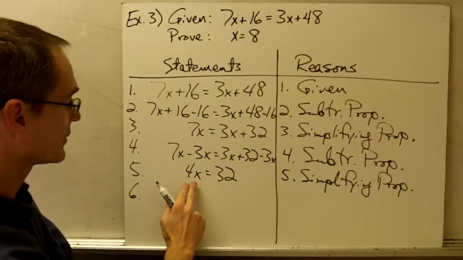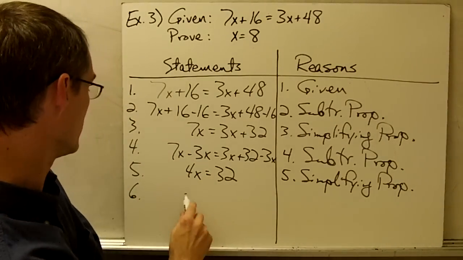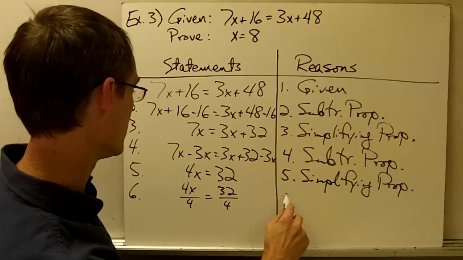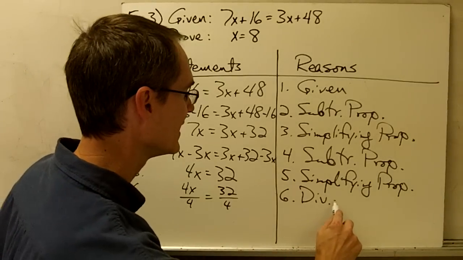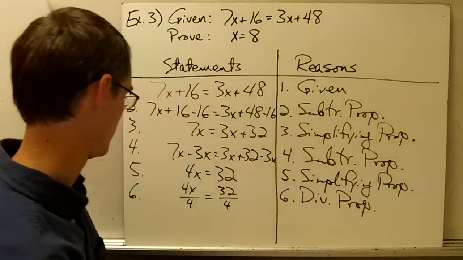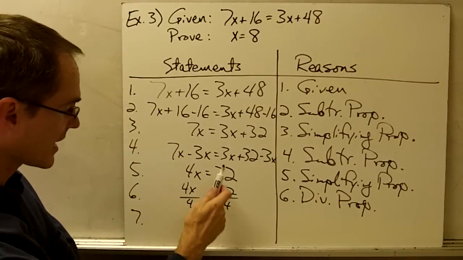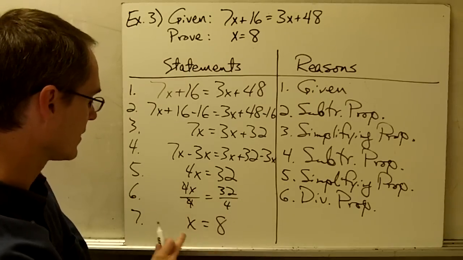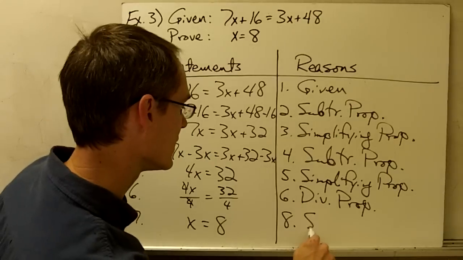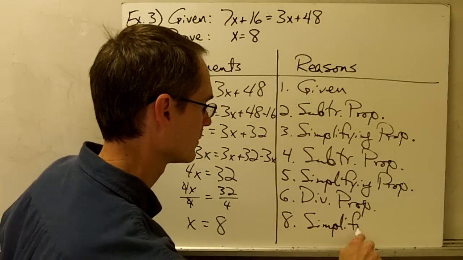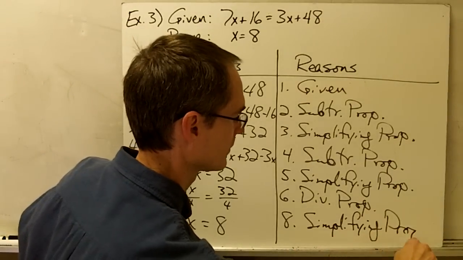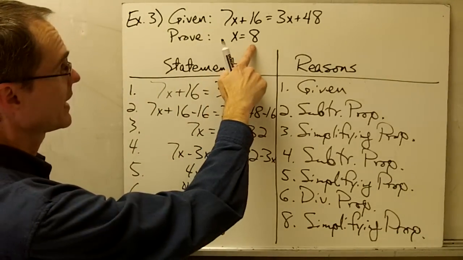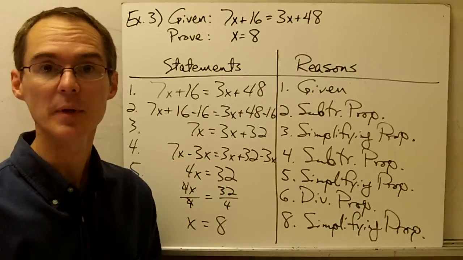And let's see, I would like to now divide both sides by 4 so I can get x by itself. So if I divide both sides by 4, now my equation looks like this. And since I've divided both sides by 4, I just use the division property. And finally, I have one last step, which is just another simplification. My 4's are going to cancel. 32 divided by 4 is 8. And that is, again, using the simplifying property. And I've used these series of steps and reasons to prove that x equals 8 starting from my given statement.